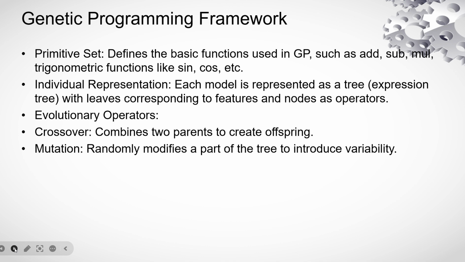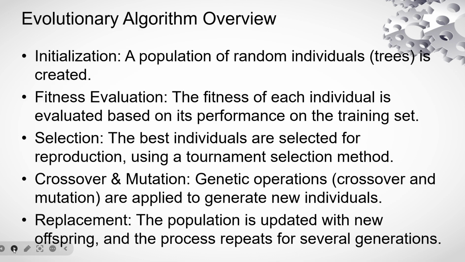And each individual representation, each module, is represented as a tree with leaves corresponding to features, node set operators, and evolutionary operators. Crossover combines two parents to create offspring. Mutation randomly modifies a part of a tree to introduce variability.